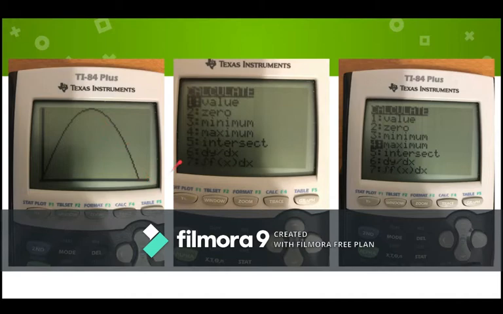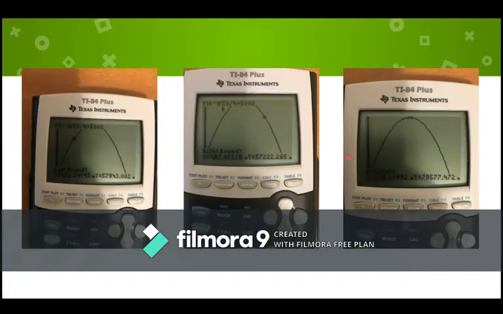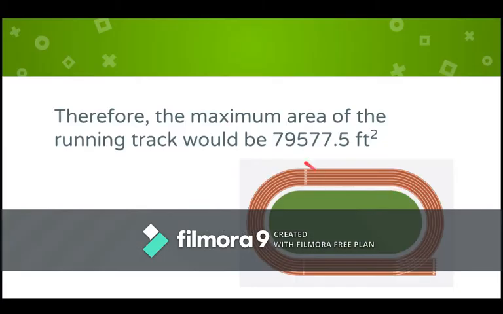And then we hit second calc. And we go to 4, maximum. And we go back to the graph. And we go to the left side, hit enter. Go to the right side, and we hit enter again. And it will give us our maximum area of 79,577.5 feet squared.